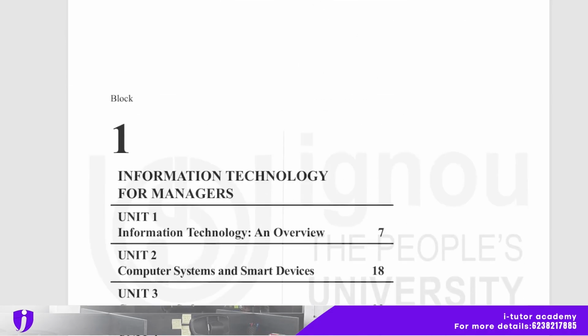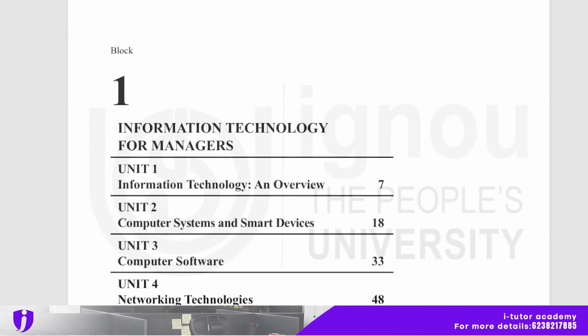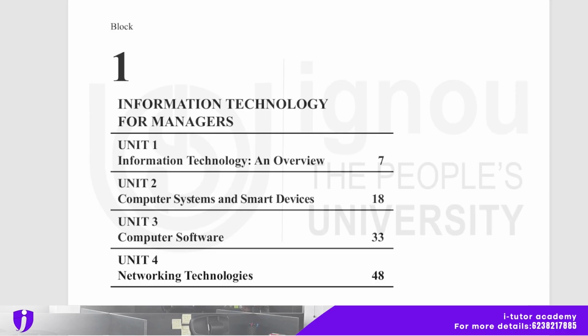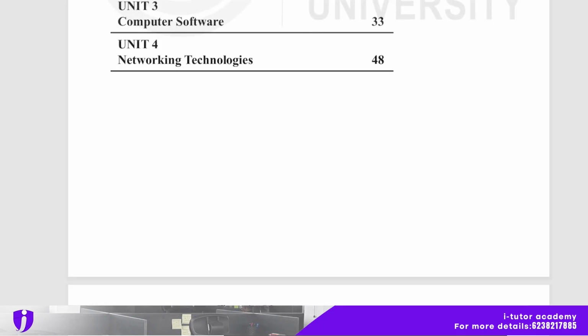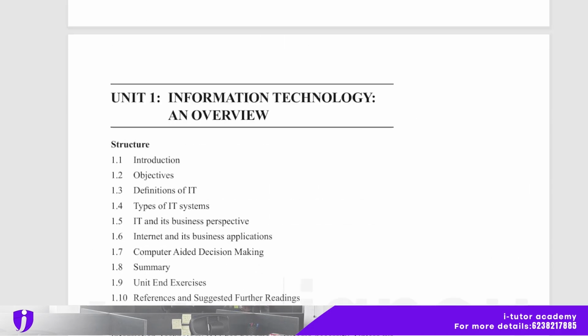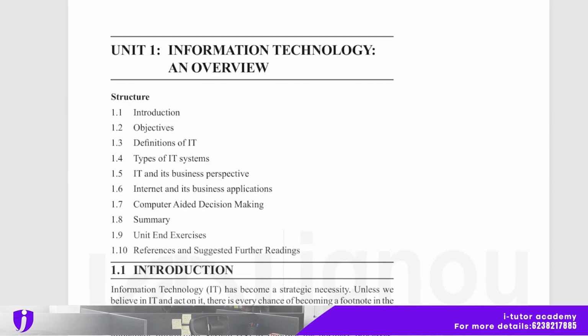And today we will begin with Block 1, that is Unit 1. Under Block 1, Information Technology: An Overview. In this first block, there are 4 units. Unit 2 is Computer Systems and Smart Devices. Unit 3 is Computer Software, and Unit 4 is Networking Technologies. So let's begin with Unit 1, that is Information Technology: An Overview.